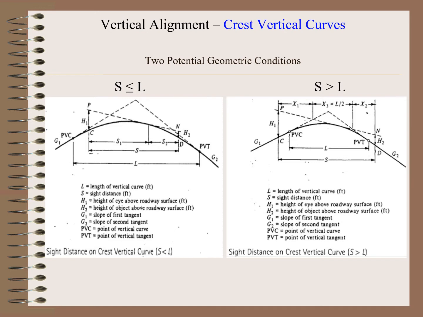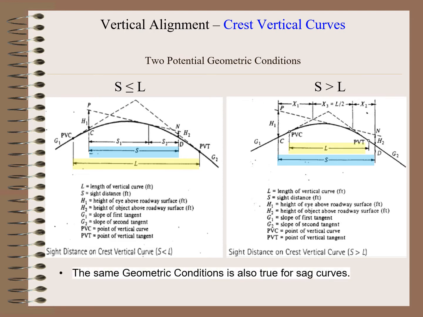There are 2 potential geometric conditions. First, you can have S being shorter than L, or less than, or S being greater than L. The same geometric conditions are also true for sag curves. Each geometric condition has its own set of equations. Each solution, whether S is less than L or S is greater than L, can be a valid solution.